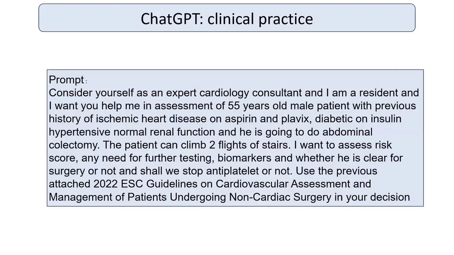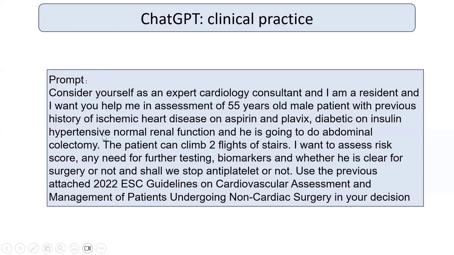For example, consider yourself an expert cardiologist consultant, and I'm a resident, and I want you to help me in the assessment of a 55-year-old male patient with previous history of ischemic heart disease on aspirin and Plavix, diabetic on insulin, hypertensive, with normal renal function, who is going to undergo abdominal colectomy. The patient can climb 2 flights of stairs. I want to assess the risk scores, any need for further testing, biomarkers, whether he is cleared for surgery or not, and whether we should stop antiplatelet therapy or not. Use the previously attached 2022 European Society of Cardiology guideline to post your response.